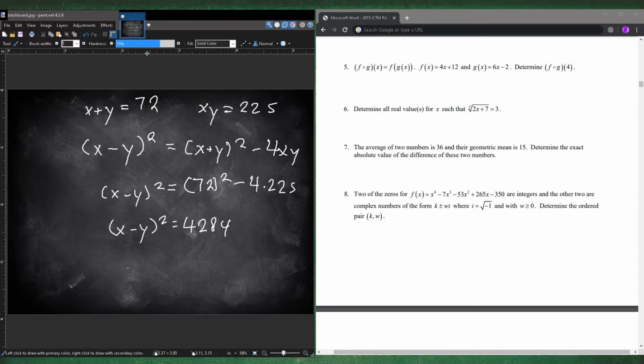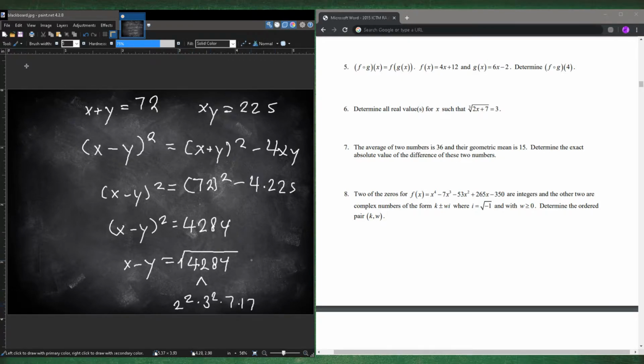Right? So that means x minus y, which is what we're looking for, the absolute value of the difference, because it doesn't matter, it's only going to take the positive. So 4284. If you factor this out, it's going to be 2 to the 2 times 3 times 2 times 7 times 17. So technically, you're just going to take the square root of this.